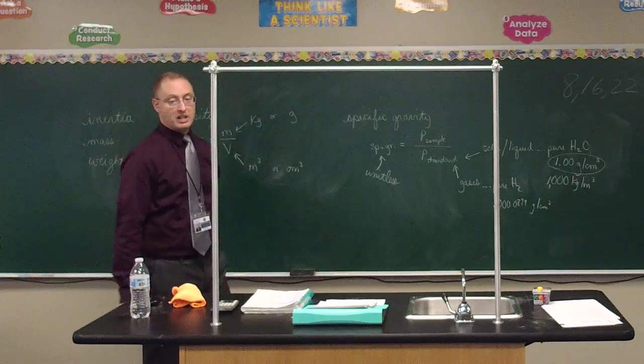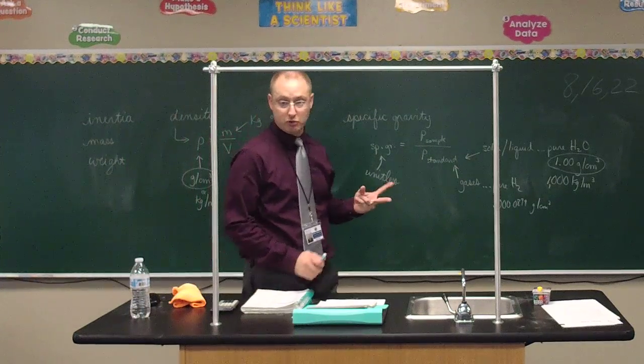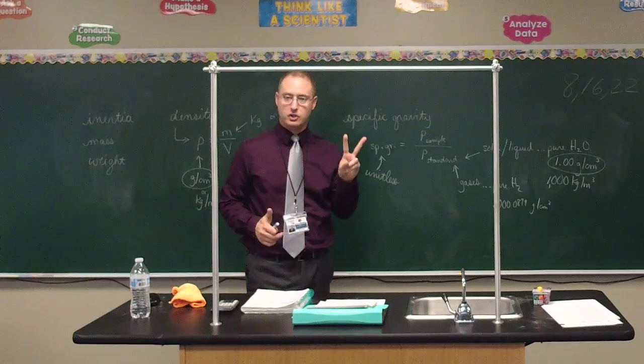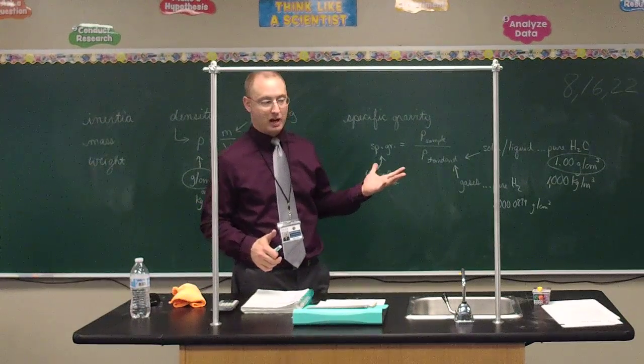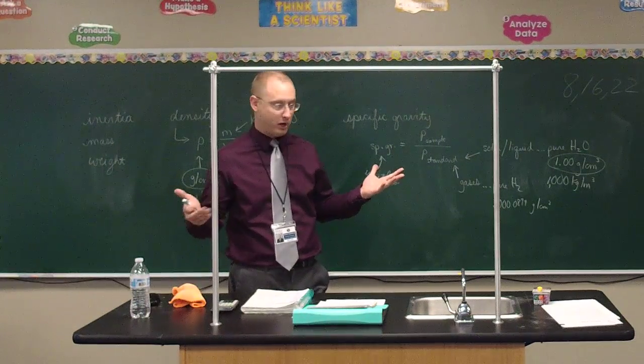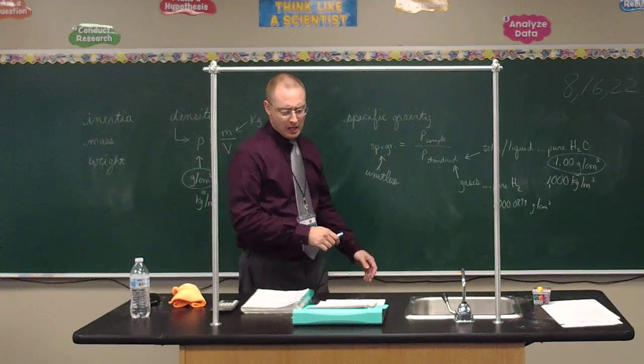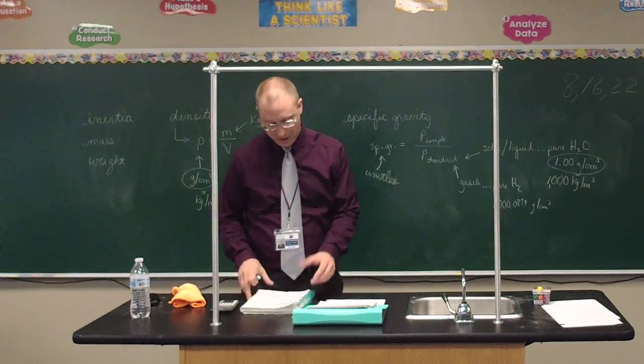So if your specific gravity came out, for instance, to the number 2, just 2, no units, that means whatever your sample is, it's twice as dense as water. A specific gravity of 5 means 5 times as dense as water, or 5 times as dense as hydrogen if it's a gas. Does that make sense? All right, so that's specific gravity or relative density.